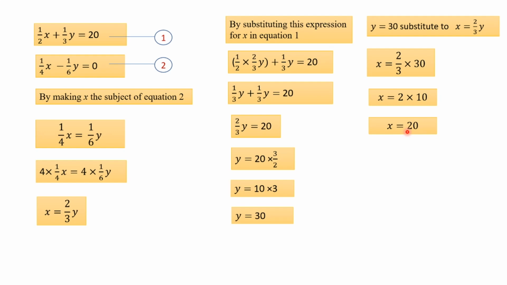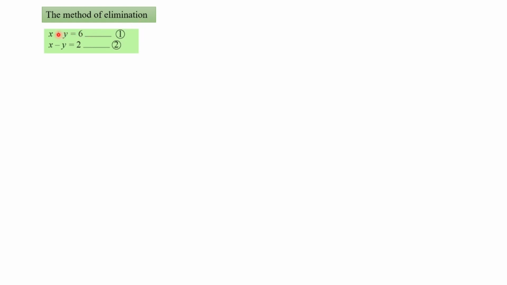But it only used the substitution method. The next method is the mostly used method, called the elimination method. So I will shift to the elimination method. Okay, the method of elimination. What I told you about the elimination method is that I am going to remove one variable by adding or subtracting or division or multiplication.